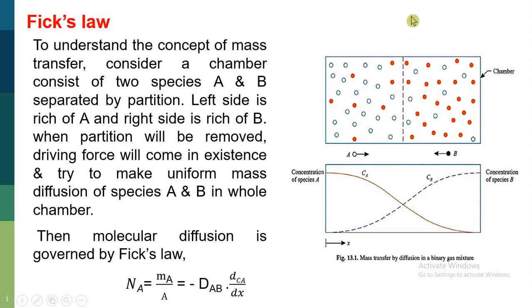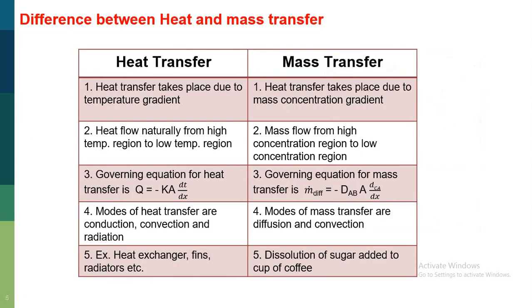But whenever we remove this partition, the A species will try to move in B region and B species will try to move in A region because of the concentration difference, and this is represented by molecular diffusion and governed by Fick's law, which is m by A, that is the mass flow per unit area A, equal to minus D dCA by dx. As we know, in case of Fourier law, Q is equal to minus kA dT by dx.